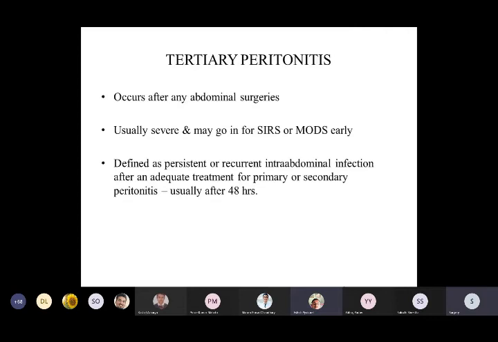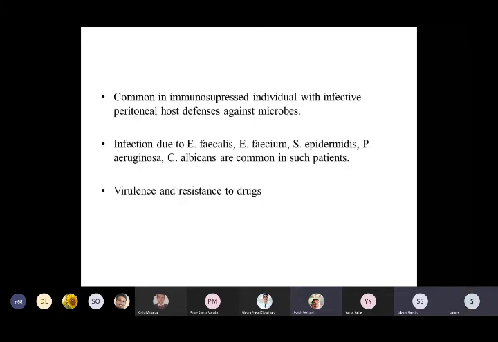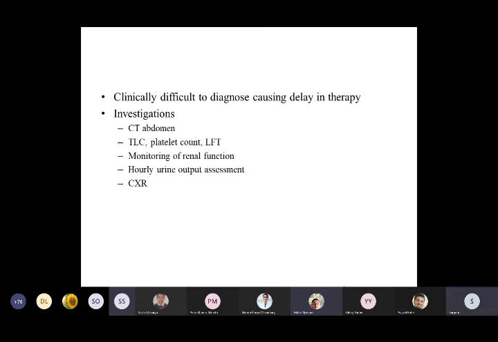And talking about tertiary peritonitis, it occurs after any abdominal surgeries, and usually it is very severe and may go into SIRS or multiple organ dysfunction syndrome early. It is defined as persistent or recurrent intra-abdominal infection after adequate treatment of primary or secondary peritonitis, usually occurring after 48 hours. It is common in immunosuppressed individuals with ineffective peritoneal host defense against microbes, due to the infection, its virulence and resistance to drugs. It is clinically difficult to diagnose, causing delay in therapy. So the mortality is higher in tertiary peritonitis.